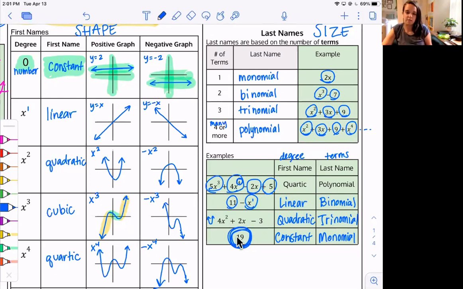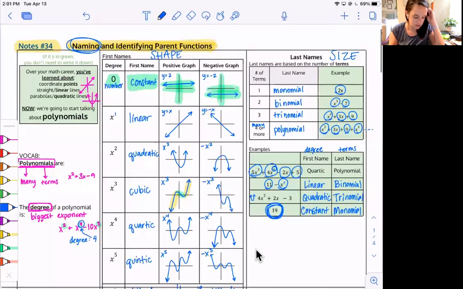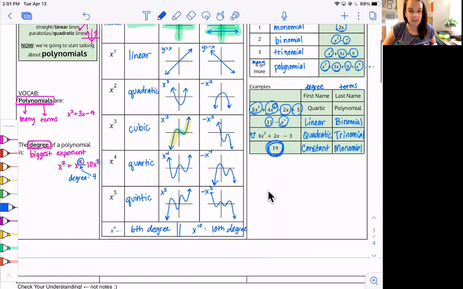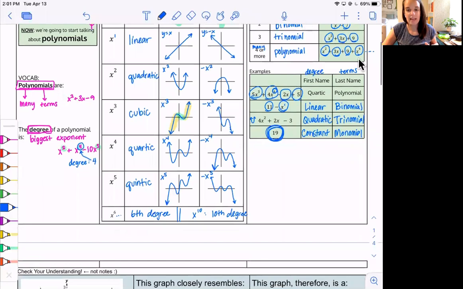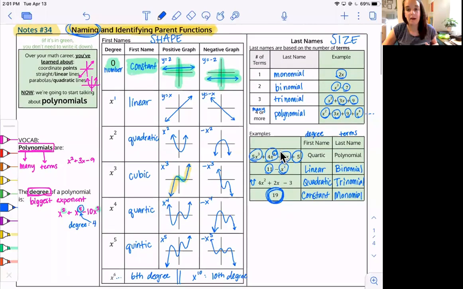So each of these terms is a monomial, and we add them together and make a polynomial. All right, that's pretty cool. Okay, so graphs, equations, expressions, technically. Expressions have first names from their shape and last names from how long they are, right? By how many pieces there are.